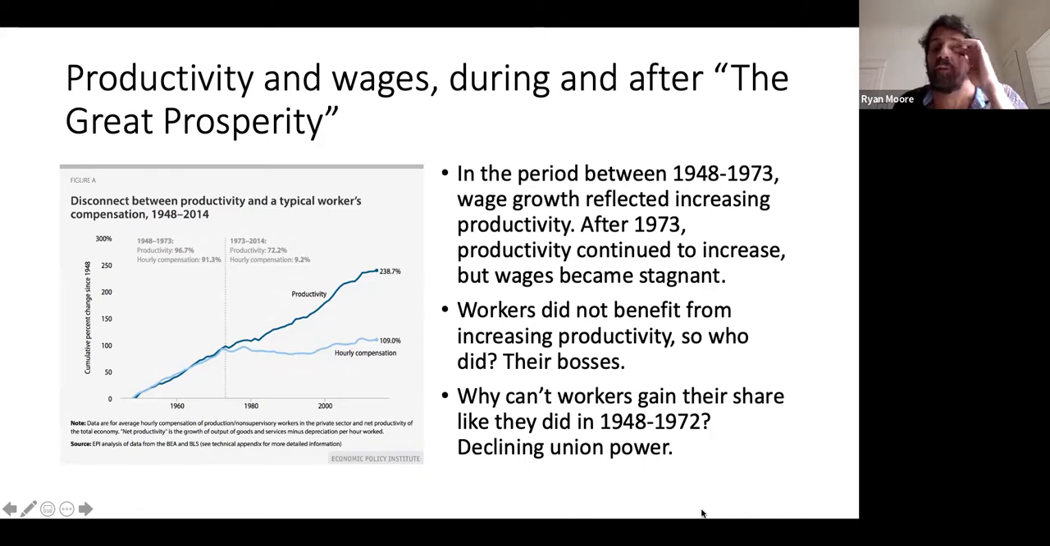you have a society where capital just has a lot more power relative to labor. Labor's fortunes are in decline, and there's not the same kind of union power after the 1970s and 80s that would allow workers to get a bigger slice of this pie that's coming from an increasingly productive economy.